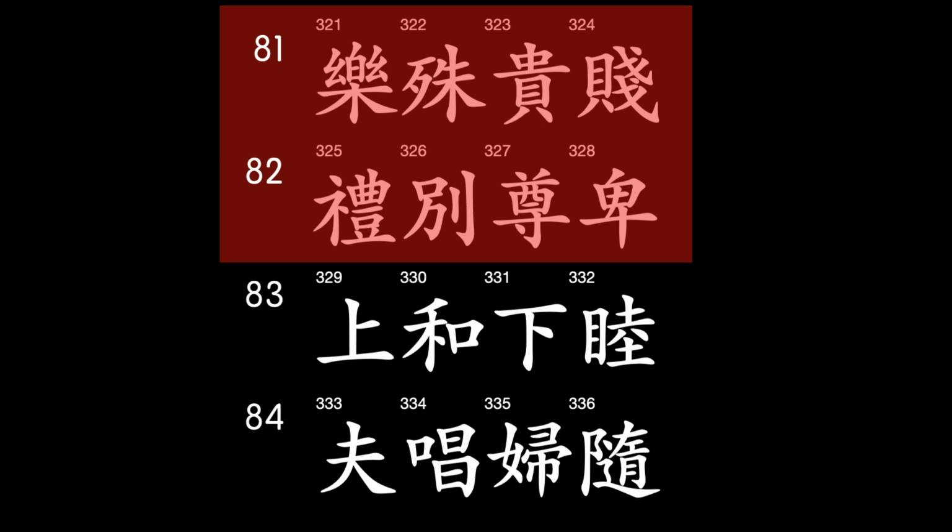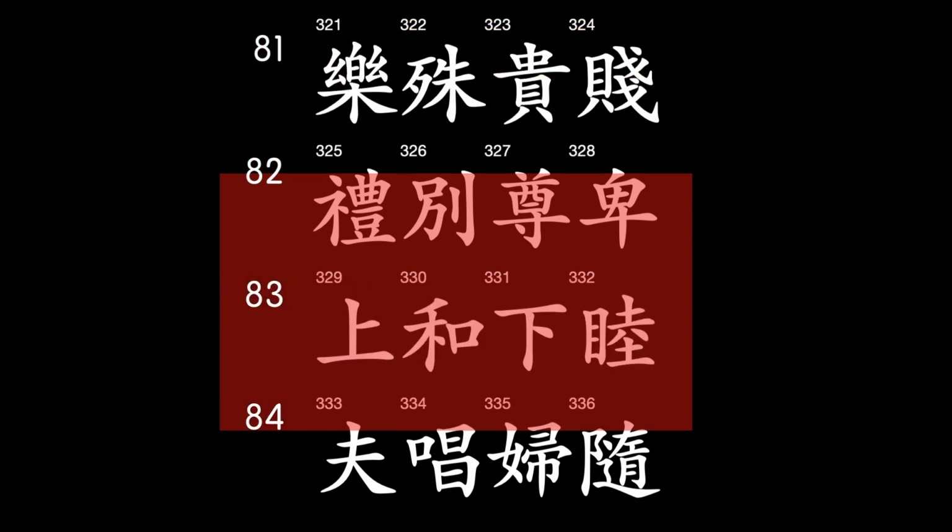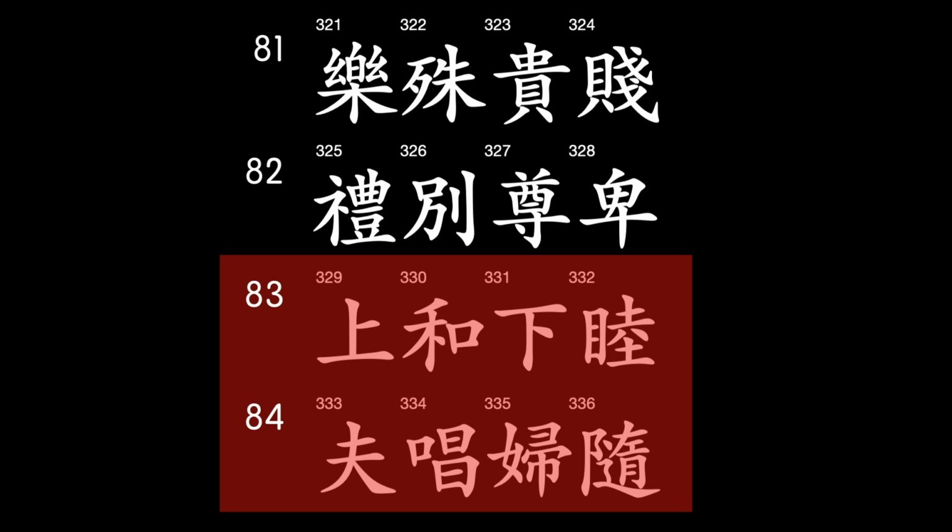That's a wrap for this lesson. In the next lesson, we'll look at lines 83 and 84, which also include characters with musical connections such as harmony and singing.